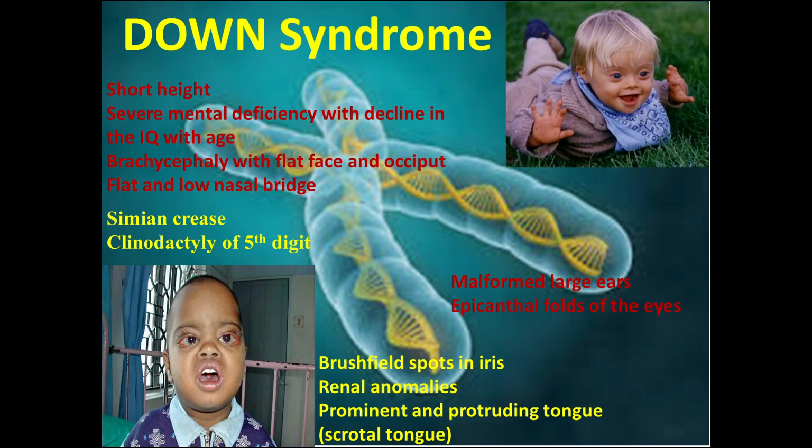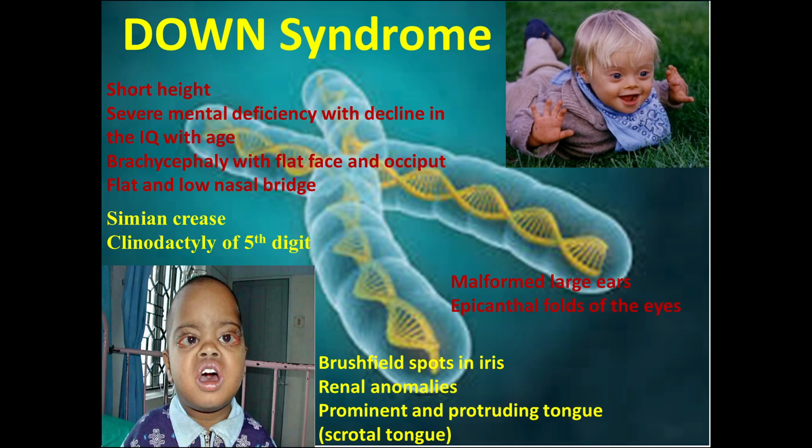And why it is important to understand this: chromosome missegregation can lead to a jumbled set of chromosomes where the wrong pieces of the genome are stuck in the wrong place. So instead of 46, they may have 46 plus 21. So these Down syndrome patients have short height, severe mental deficiency with decline in IQ with age, brachycephaly with flat face and flat occiput and low nasal bridge, and also a simian crease may be present.